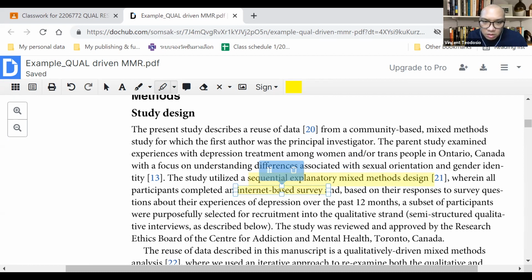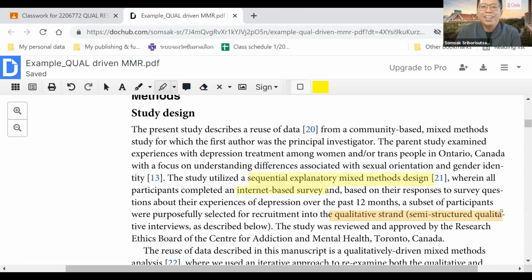Take your time. The first way is the internet-based survey, right? Yes. And the second, QUAL, they use semi-structured qualitative interviews. Yes. So QUAN first and then qualitative. We call it explanatory mixed method. Yeah, you use the QUAL phase to explain the QUAN phase. You know what I mean? Yeah. Okay. Thank you.